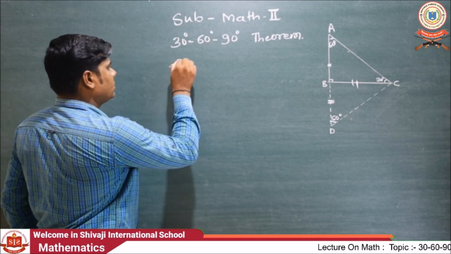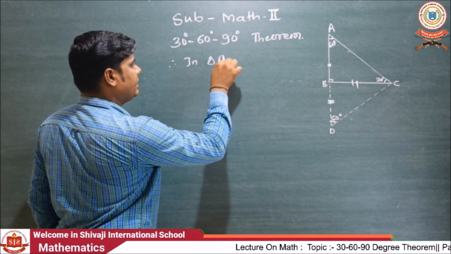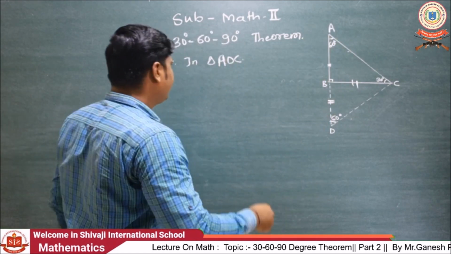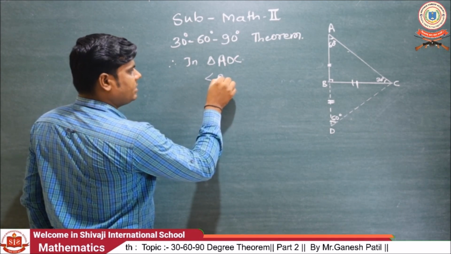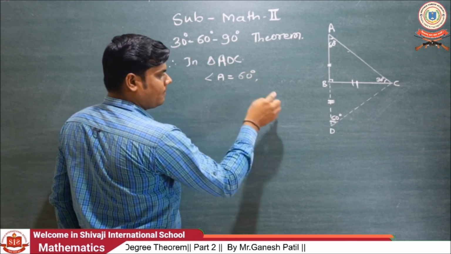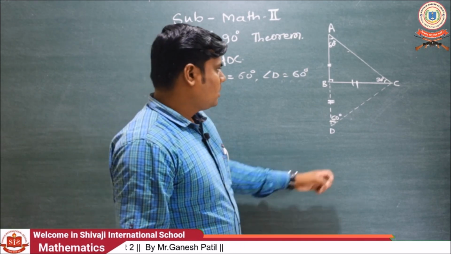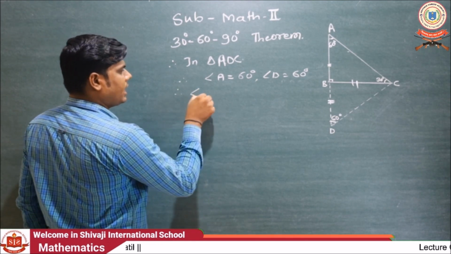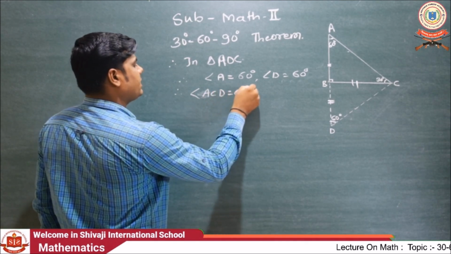Then in triangle ADC, ADC means this whole triangle ADC. In triangle ADC, angle BAC, meaning angle A, is equal to 60 degrees. This angle D is also equal to 60 degrees, and then this is the remaining angle. Angle C, here ACD, is also equal to 60 degrees.